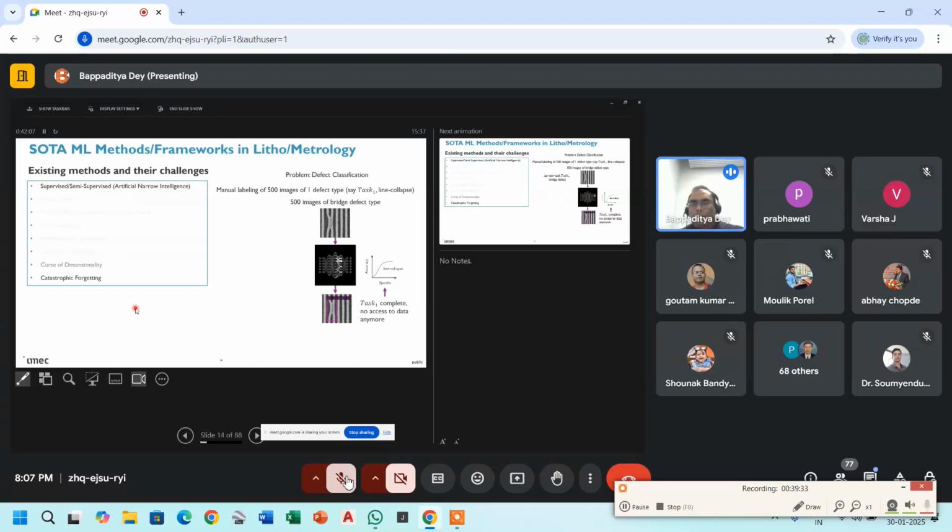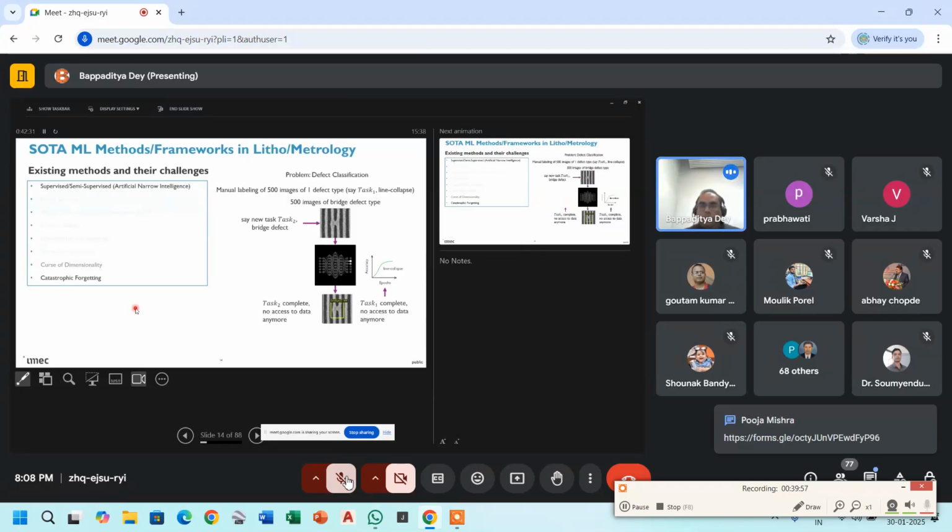Tomorrow I bring you 500 new images of bridge defect type. This is another defect type. What you can do is plug in the data, do the training, and the model is doing very fine, but again, following the constraint, task 2 is complete, so that means task 1 was complete, and you don't have availability of line collapse data anymore. Now task 2 is complete, and you don't have access to this data also, like you don't have access to the bridge or the line collapse data now.